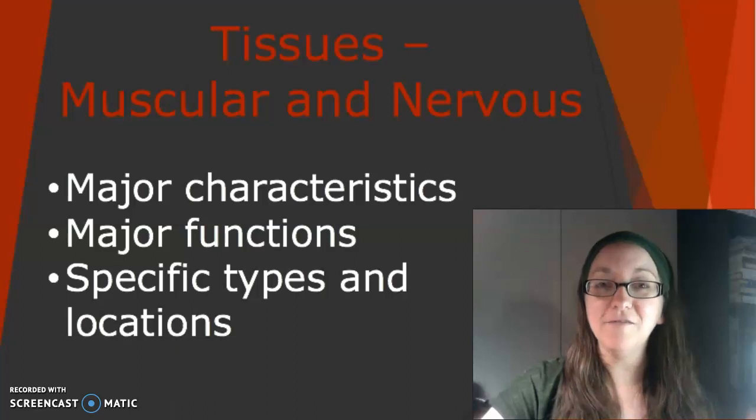All right, that covers muscle and nervous tissue, the subtypes of those and their locations in the body.